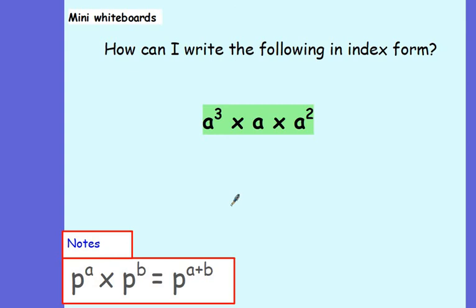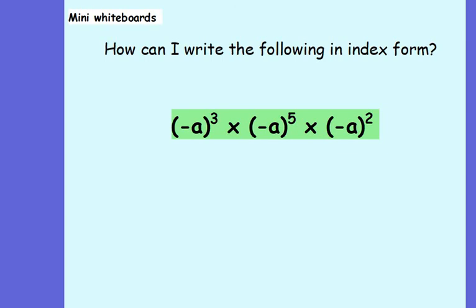How about now? Can I use my law now? Yes, I can. Just because I've got 3 different terms, I can still use my law. I just need to add together all those indices this time. So I get a to the power 3 plus 1 plus 2, which gives me a to the power 6. Well done if you got that one right.